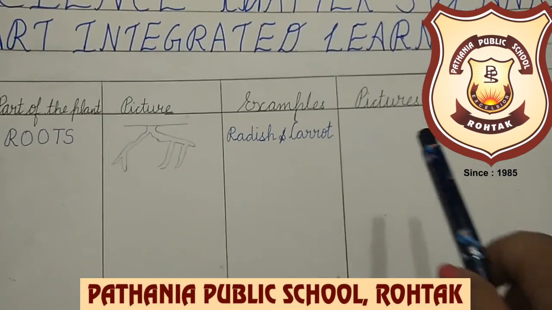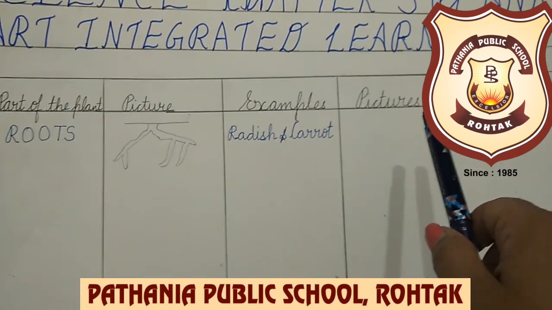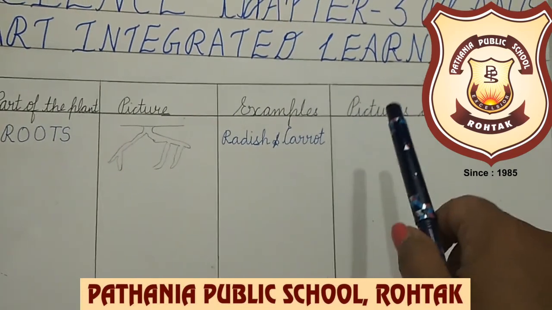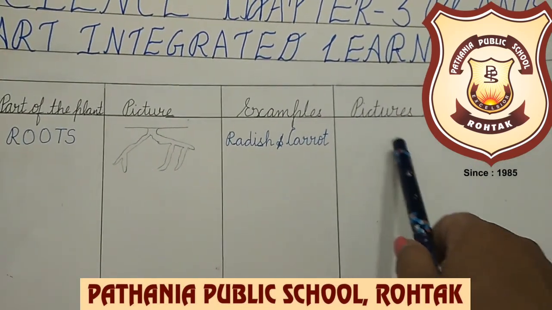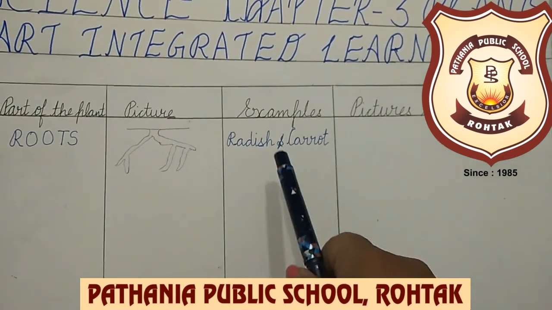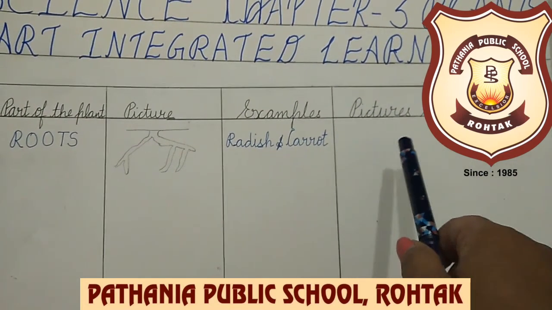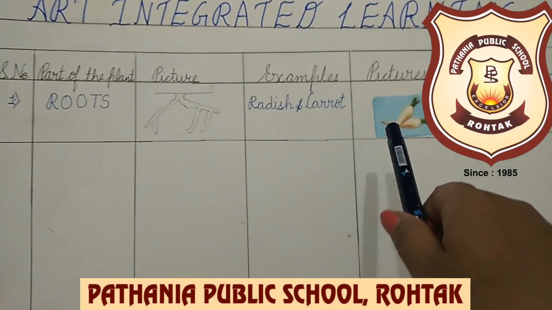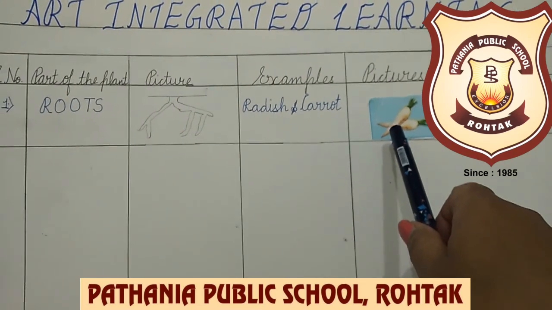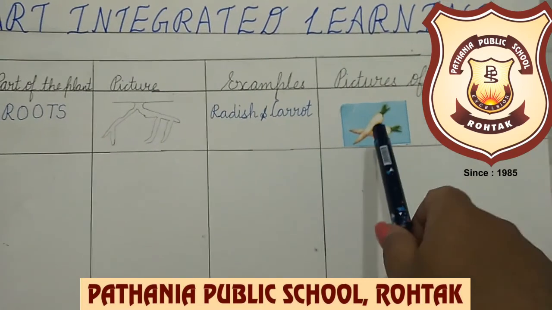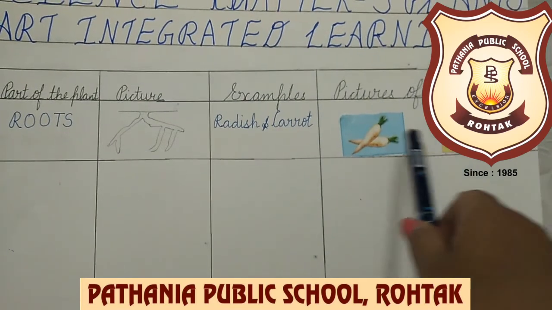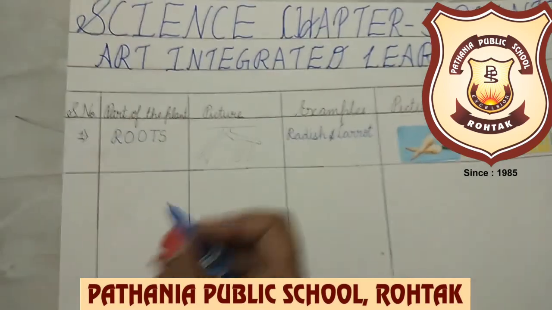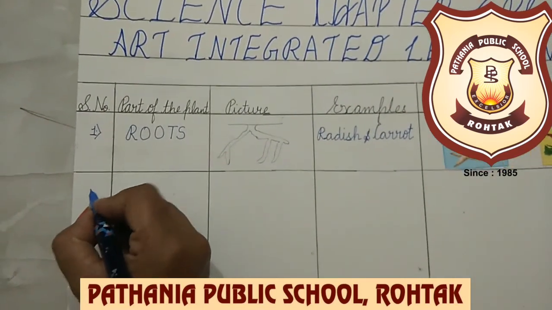Now moving on to the next column. Here we need, again beta, we can paste the pictures or we can draw the pictures. Pictures of examples means here we need to paste pictures of radish and carrot. If you do not have the pictures, you can draw the pictures. See dear kids, here I have pasted pictures of radish and carrot. In this manner you can paste the picture, or if you do not have a picture, you can draw the picture. So now we will move towards our next part.